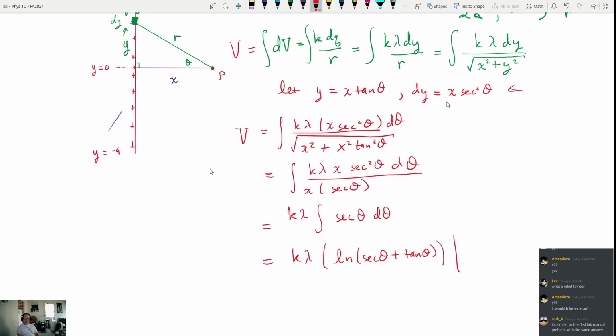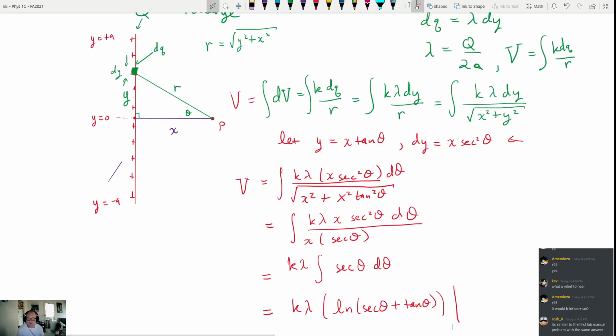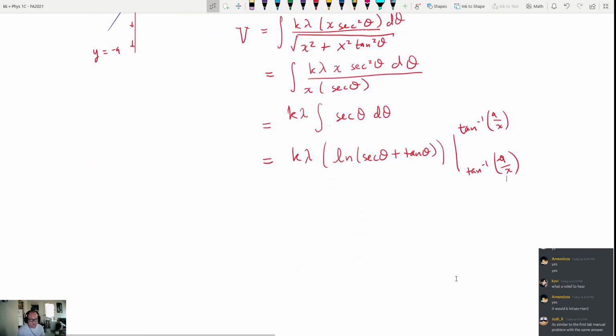So now we're going to have to go from basically the theta at the top to the theta at the bottom. The theta at the top would be the arctan of a over x, and at the bottom this will be the arctan of negative a over x. And that's what we have to plug in here. So maybe with the way this is defined, these numbers actually tend to make sense. Because now we have to draw those triangles.